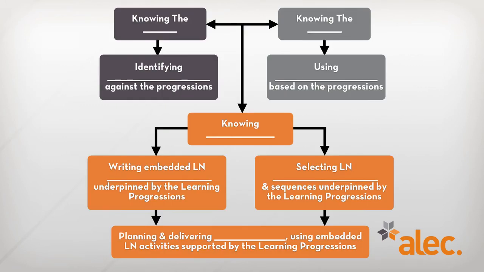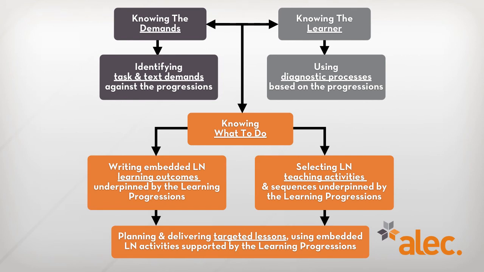Alright, just another review here as well, and if you've been part of one of our face-to-face training sessions, of course there's a handout with this. Essentially here we're reviewing the 3 learnings from the TEC. Here's what they are: knowing the demands, top left hand side, knowing the learner over on the right hand side, and knowing what to do. And you would have done task 3 by now, to do with knowing the demands. That's identifying the task and text demands against the learning progressions. So these are the literacy and numeracy demands of your course or of your workplace environment, and the activities and things that people need to do there.